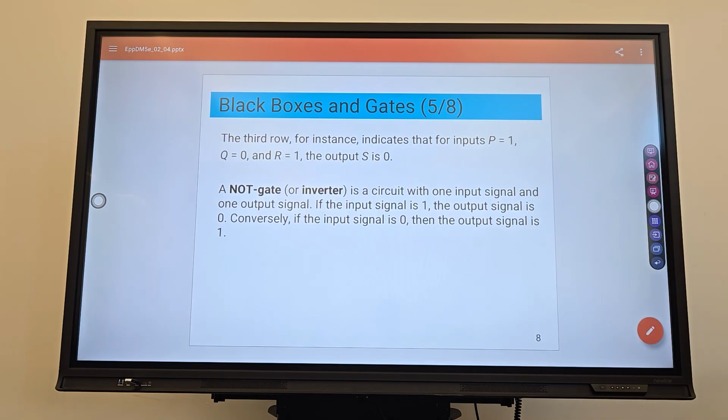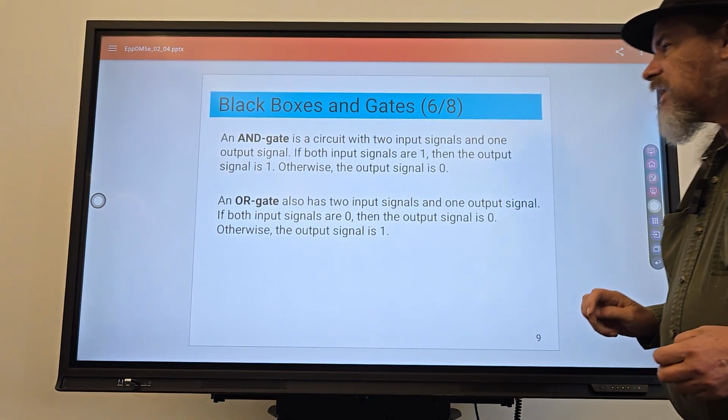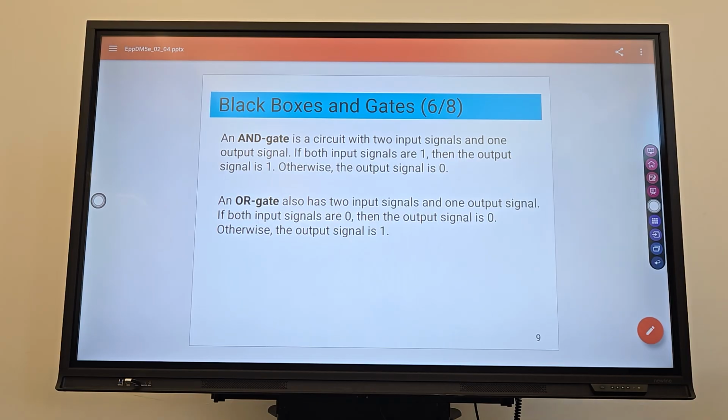The black boxes are typically divided up into 3 basic gates. The NOT gate, or inverter, is a circuit with 1 input signal and 1 output signal. If the input is 1, the output is 0. Likewise, if the input is 0, then the output is 1. Corresponds to the NOT logic function that we've been using so far this semester. The AND gate is a circuit with 2 input signals and 1 output signal. If both inputs are 1, then the output is 1. Otherwise, the output is 0.